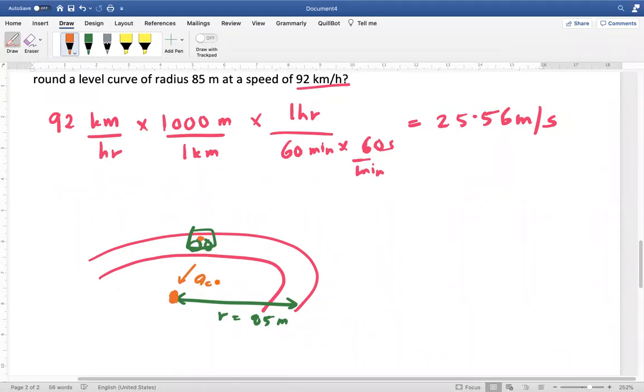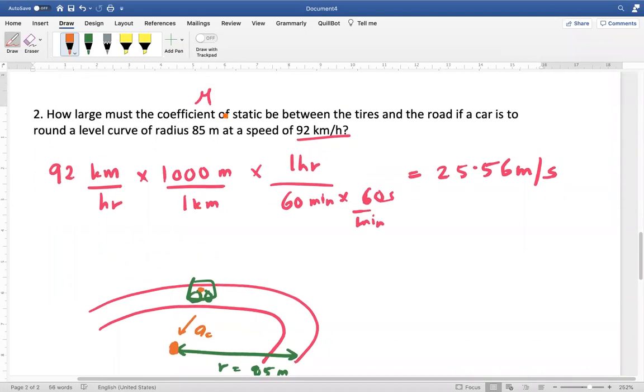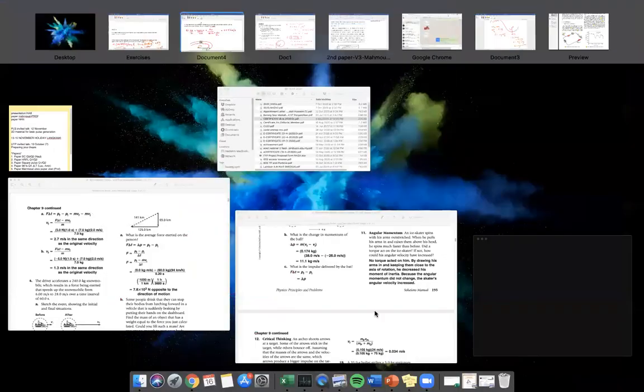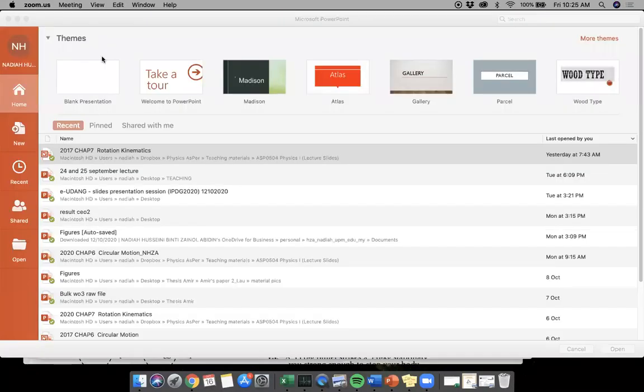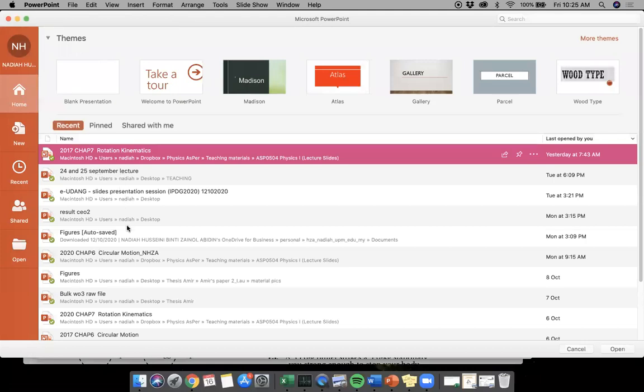Now, it asks what must be the coefficient of static friction. Remember, when we have a car that is travelling on a circular road, we have static friction. If you don't remember, let me show you the slide again. You don't remember? Where? Chapter 6.